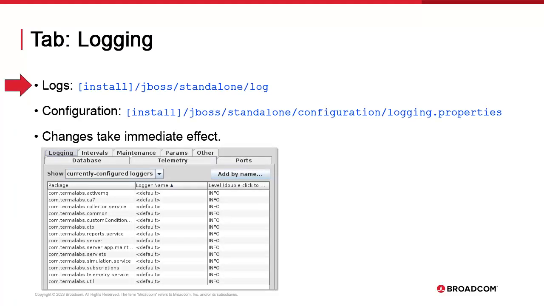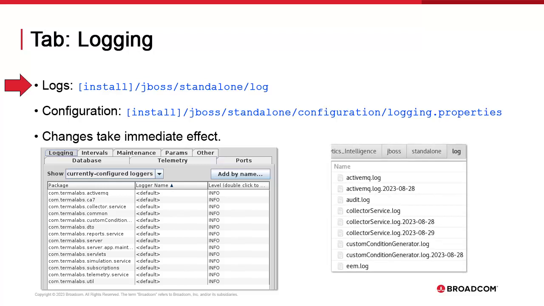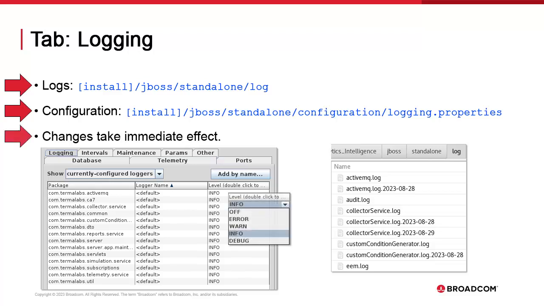The Logging tab shows the logs that are currently active. These are normally found under jboss/standalone/log, and their configuration is reflected in the logging.properties file in the configuration directory. This applies to all logs we use for support and troubleshooting: the AAI server, telemetry, the simulation service, and more. Logging.properties settings can be changed on the fly without a restart.